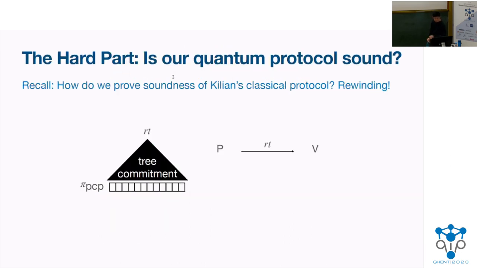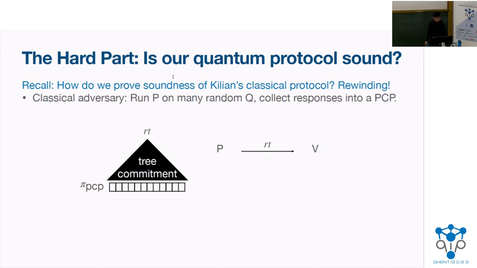Okay, but the hard part is proving that this protocol is actually secure. So how is the classical protocol proved secure? Well, it's actually done by rewinding. What happens is we suppose we have a classical prover, and we want to extract a PCP from that prover. And the way we do that is we run the prover on many random challenges Q, and we collect the responses into a PCP.